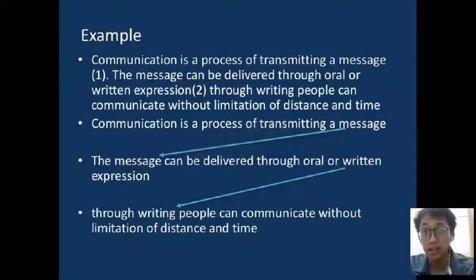Okay, let's analyze the sentences. From the first sentence, a message is the rheme. Meanwhile, the message in the second sentence becomes the theme of that sentence. And look at the third. Written expression is the rheme from the second sentence, and then in the third sentence, through writing becomes the theme for that sentence. This is how the linear progression works.